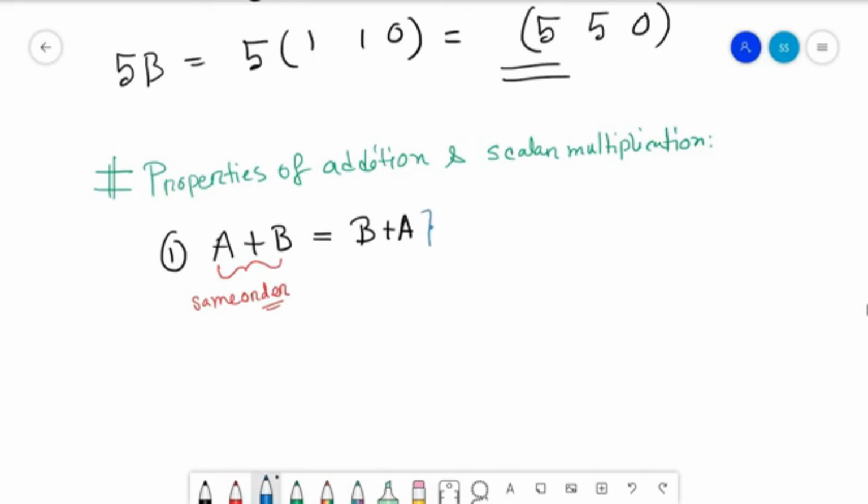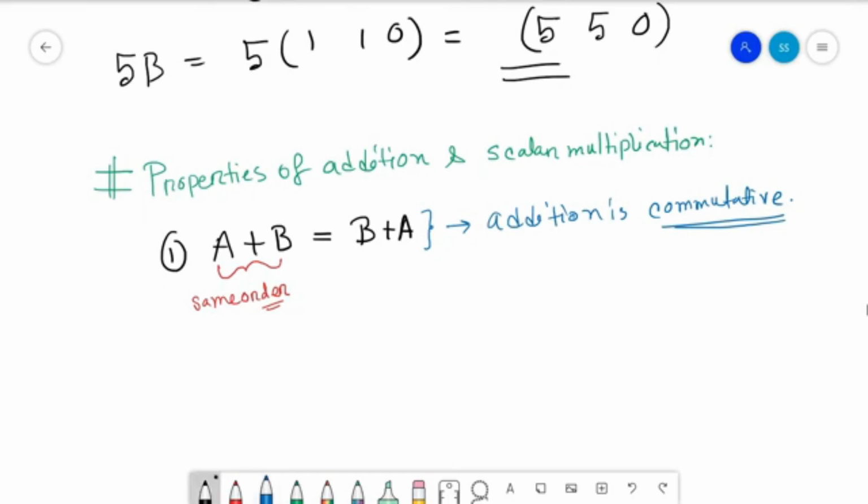So let's write it like that. Addition is commutative. By commutative, we mean that the order in which these matrices are added does not matter. That means whatever the result A plus B will give us, the same result will be given by B plus A. How can we prove that?